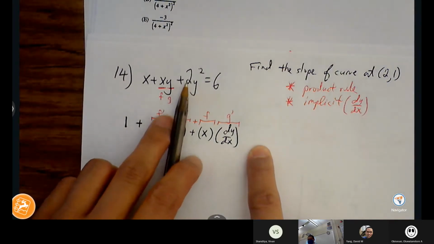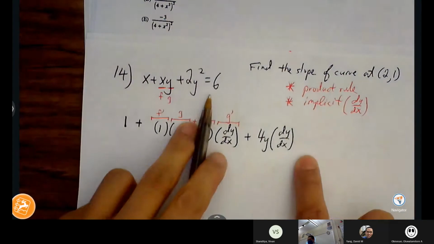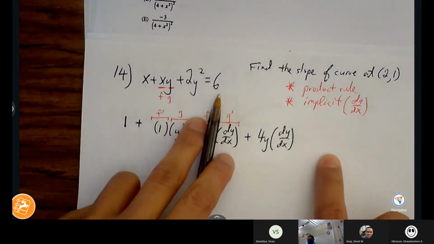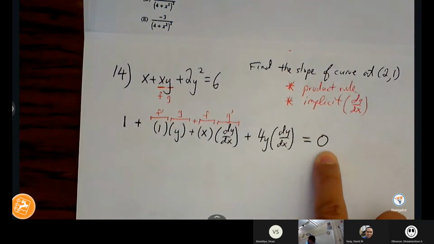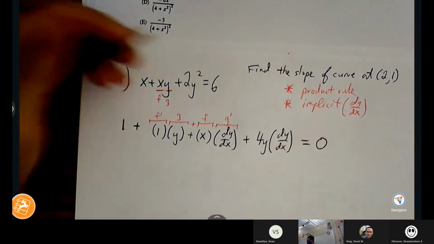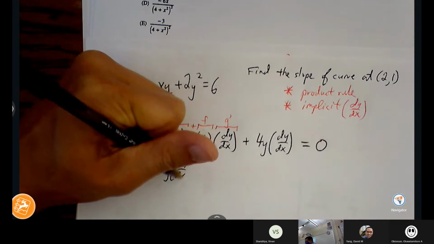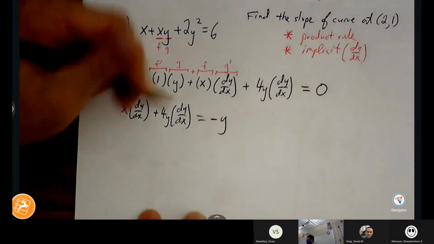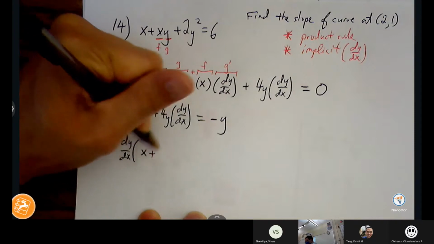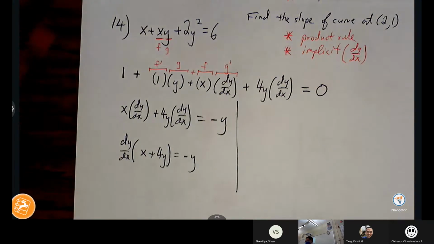Okay, continue moving. 2y squared. We find its derivative going through power rule, which is 4y. And then we attach dy dx. Careful with the 6. I think a lot of students want to think that the 6 is going to stay, but that 6 is also getting impacted. So it's a constant. Constant goes to 0. Make sure we don't leave that as a 6. Okay, let's get dy dx by itself. Factor the dy dx out. Divide both sides by x plus 4y.